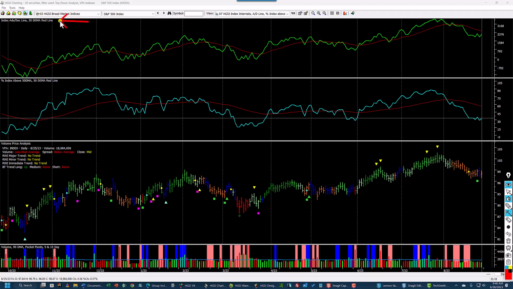But anyway, up here, this is the AD line, 20-day moving average on it, and you can see the AD line is starting to flatten out on the S&P 500. This is a percent above the 50. This is just a larger view of it. You can see momentum has slowed. Momentum to the downside has slowed, and we're starting to see some interest, maybe to the upside or building to the upside.